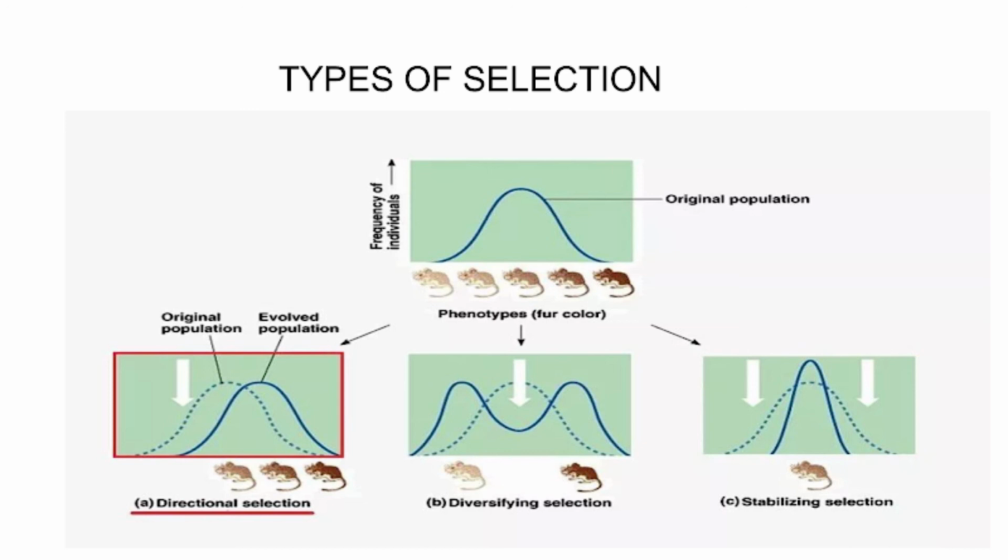In directional selection, either of the extremes is selected. In this graph, we can see the darkest color is being selected, so the evolved population has moved towards the darkest fur color. When both the extremes are selected, that type of selection is known as diversifying selection. Here we can see that the light color and the dark color have both been selected. And in stabilizing selection, the mean color is selected. Here we can see that the mean fur color has been selected, and this type of selection is known as stabilizing selection.